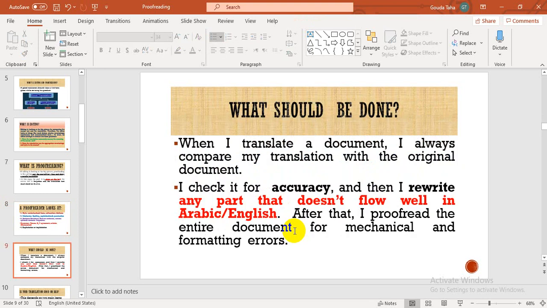So, what should be done? What should you do while you translate any text?